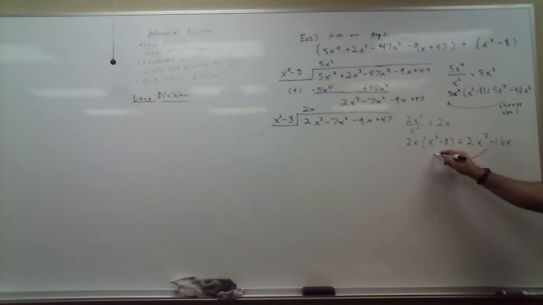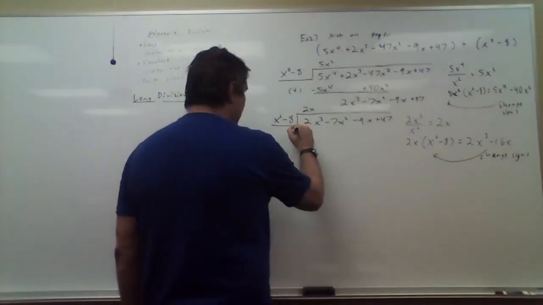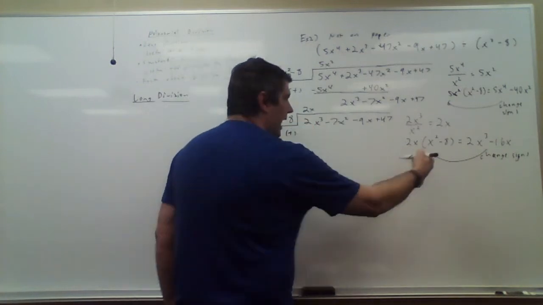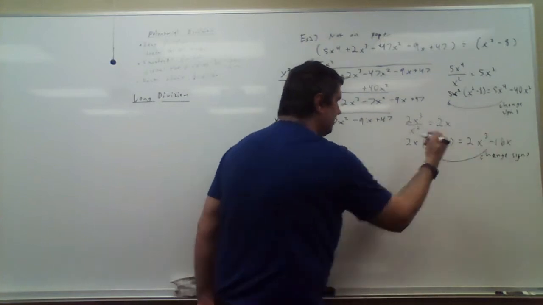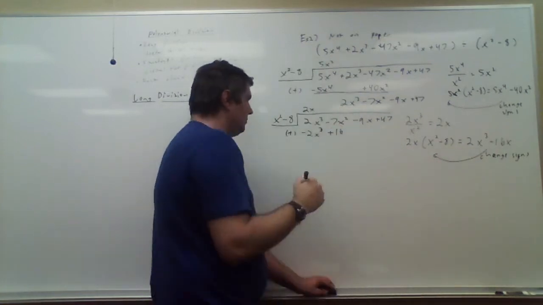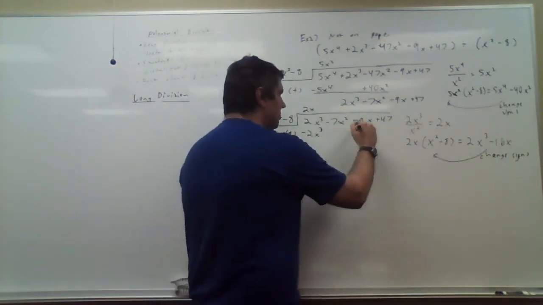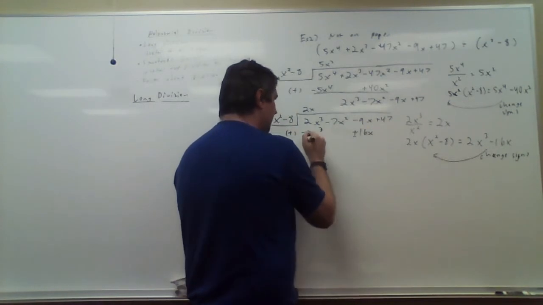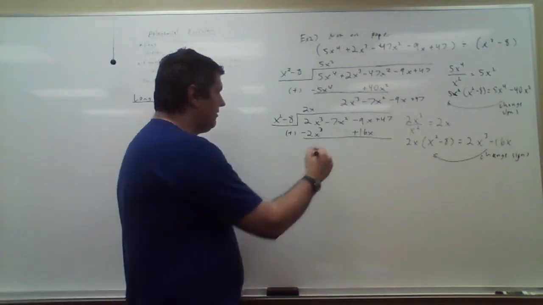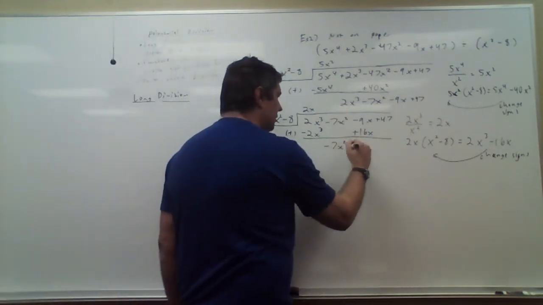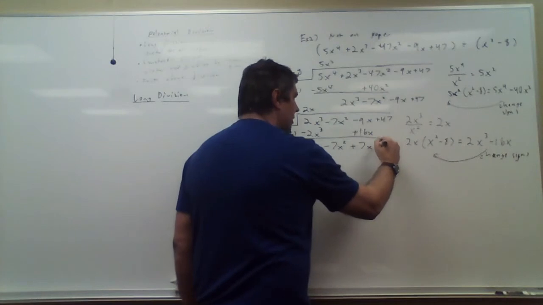We're going to change the signs. Okay? So we will be adding a negative 2x cubed and a positive 16x. Oops. It needs to go under its like term. Okay? And that will leave me negative 7x squared plus 7x plus 47.